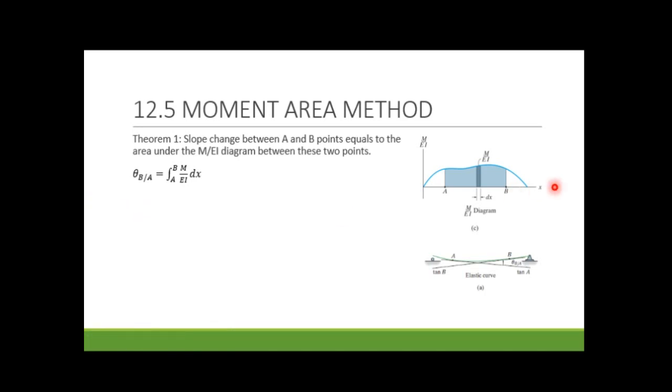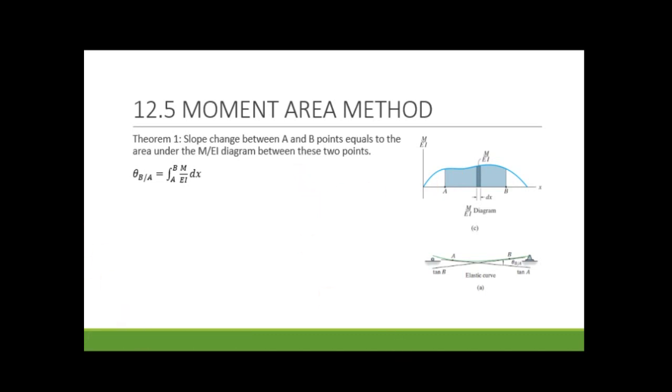The first theorem is, if we obtain the moment diagram like this, and we divide it by EI, and we take an integral from point A to B, the result of this integration is equal to the area of the curve from point A to B. It is equal to the slope change between A and B. In other words, if we represent the slope as theta, theta B minus theta A is equal to the total area under this curve, the moment function divided by EI curve. This is the first theorem.